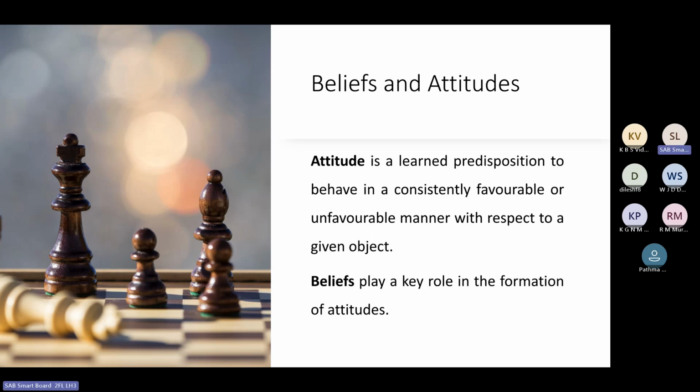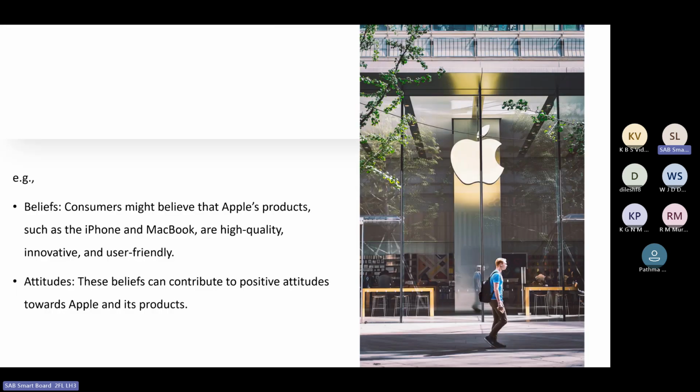Right? Then the beliefs. It's like what we think to be good or not, right? So in informing the attitude, these beliefs again play a major role. Then the final one, right? See these examples. Beliefs: consumers might believe that Apple's products such as the iPhone and MacBook are high quality, innovative, and user friendly. Sometimes we haven't used those things, but we believe that Apple products are good in terms of quality, performance, and user friendliness, right? We believe that these Apple products are good.